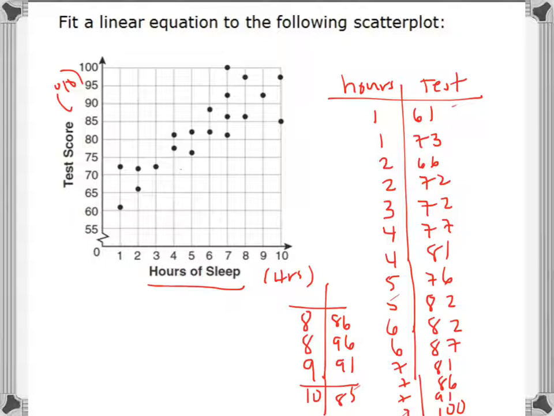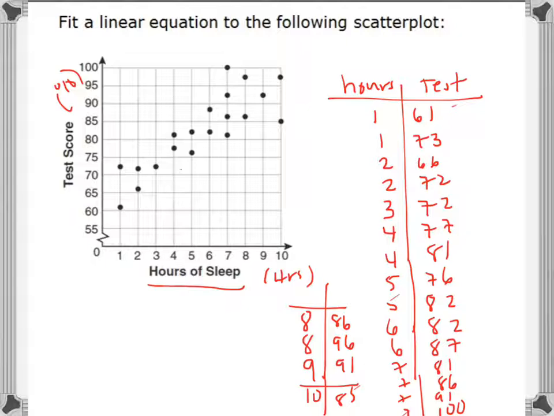Okay, again, we're looking at correlation, we're not necessarily saying that there's causation here. It may be that they are associated, but one doesn't cause the other. It looks like the more sleep, the higher the test score, but it doesn't mean that more hours of sleep causes a higher test score.